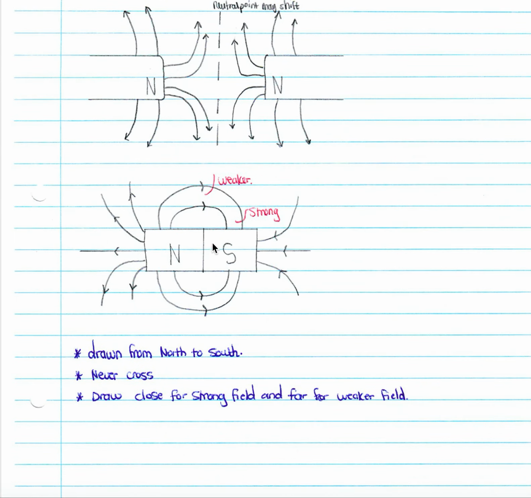When you have a magnet with a north and a south pole, you simply have your field lines perpendicular out of your magnet, moving from your north to your south pole. They are closer together near the magnet because the field is stronger, and further apart, further away from the magnet, because your field is weaker.